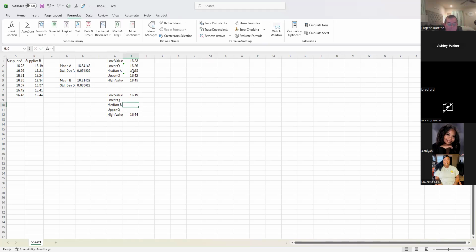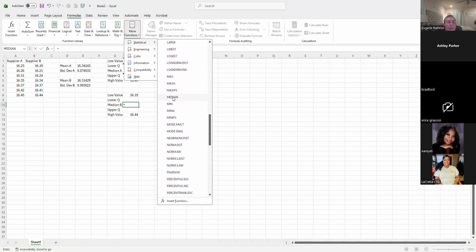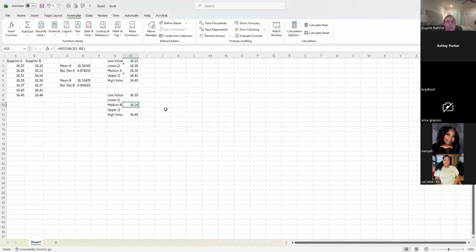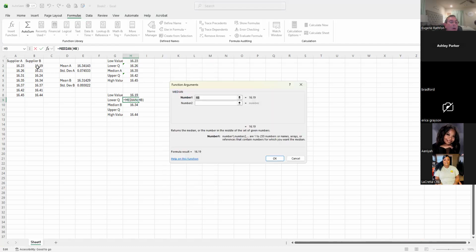All right, my median is going to equal, go to more functions, statistical, go to median, and then highlight the whole column and enter. All right, that lower quartile equal, go get median, and it's the lower half of the data, so that'll be the top 3, enter.